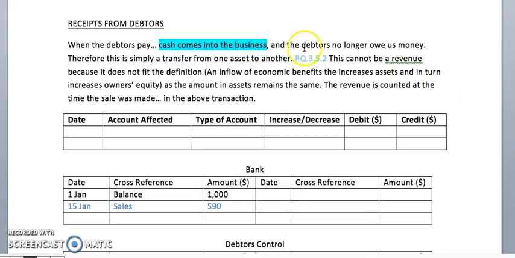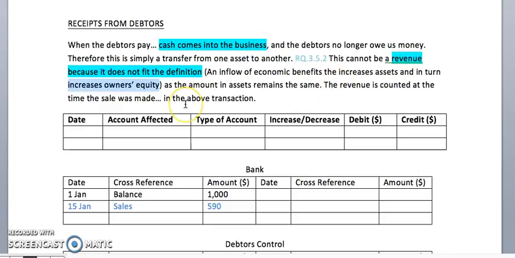Okay, this cannot be a revenue because it doesn't fit the definition. So no revenue accounts are going to get affected. Inflow economic benefits that increase assets and in turn increase owner's equity. This is not going to affect owner's equity. This is going from being a debtor, so being the amount that they owe us, to money coming into the bank. So it's only affecting bank and debtors' control.